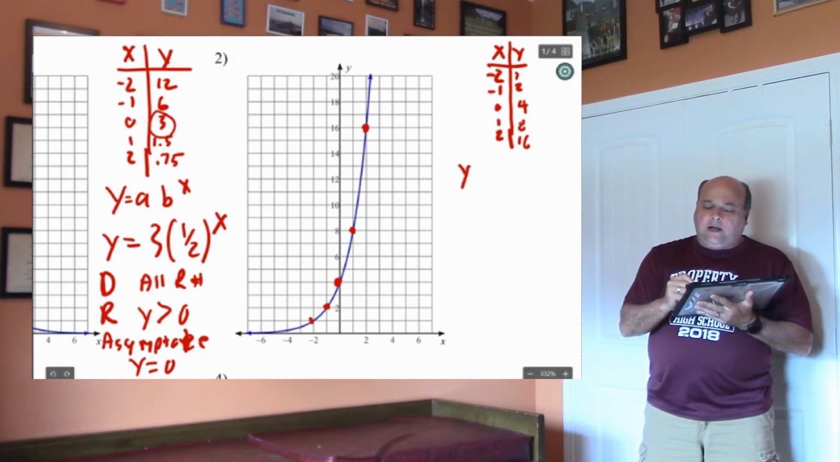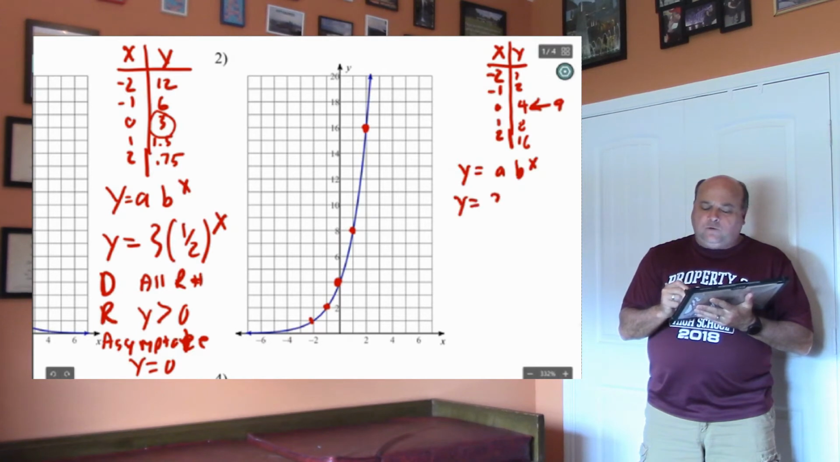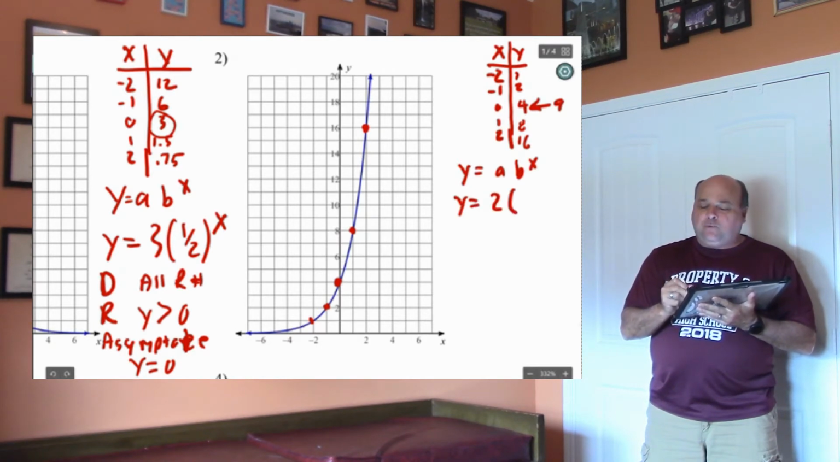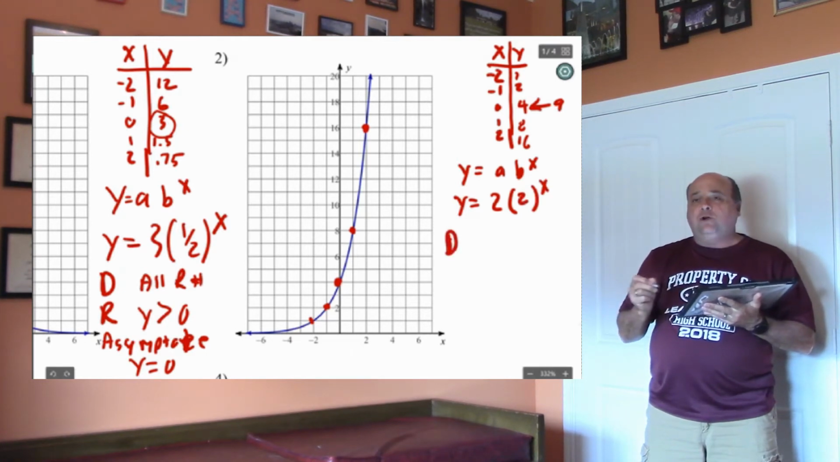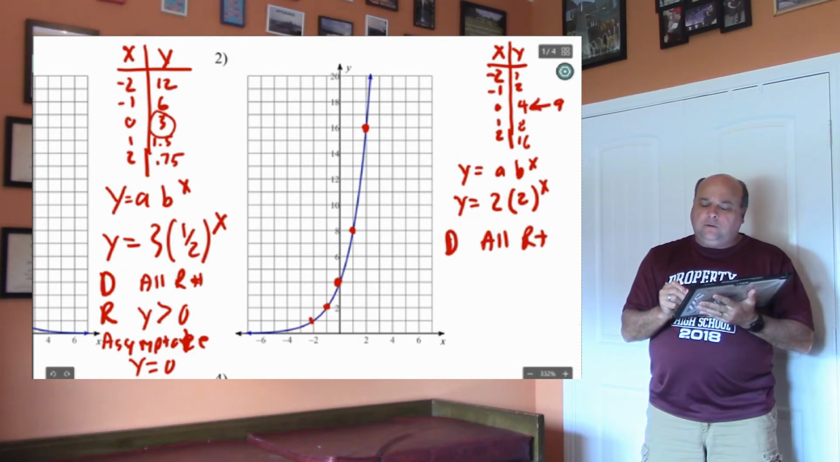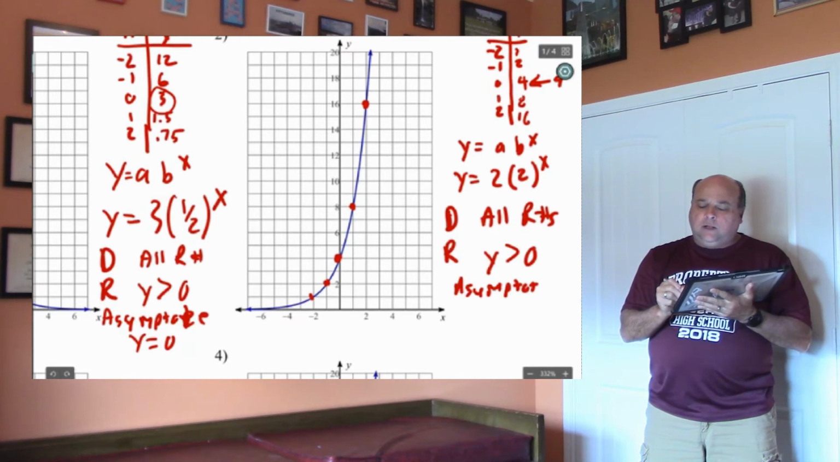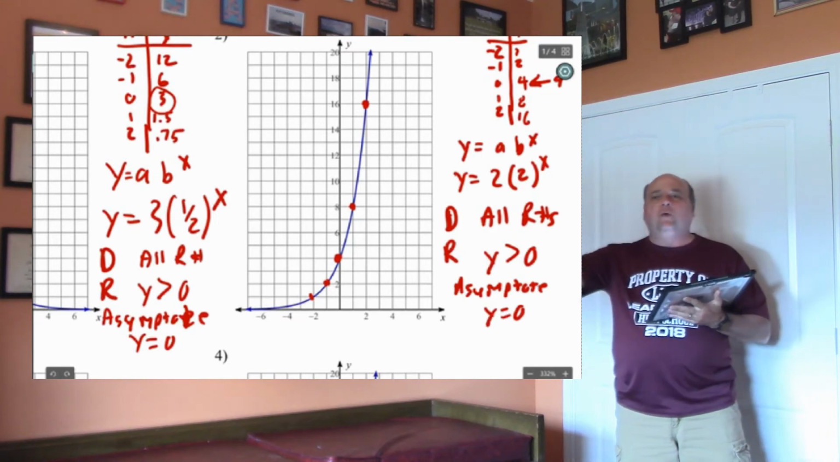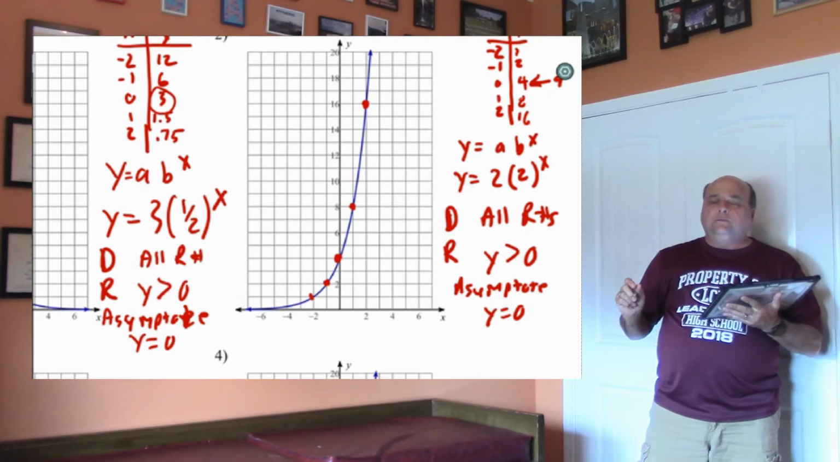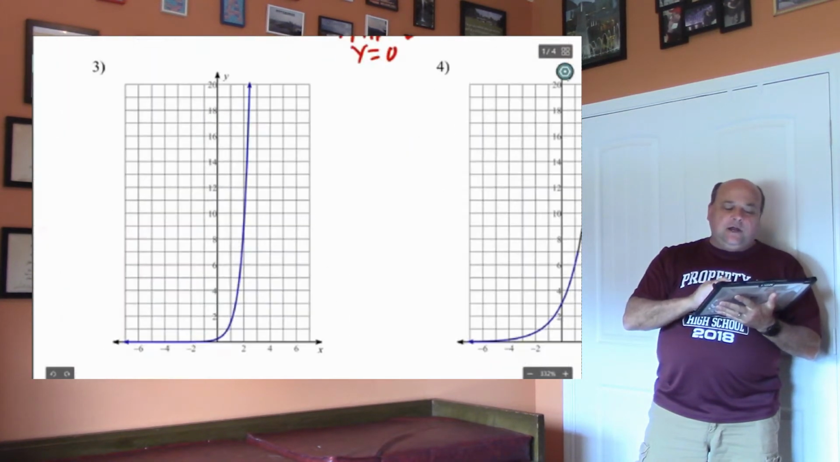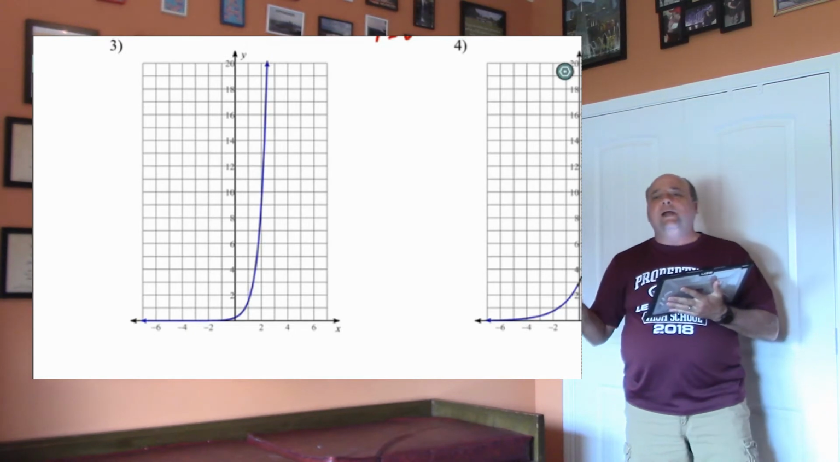Okay, so right here I'm going to write down y equals ab to the x. This is my a. Y equals 2 times, and my common product, if I go down, I'm multiplying by 2, 2 to the x, capital D for domain, all real numbers, capital R for range, y is greater than 0, it will never equal 0, and the asymptote is going to be y equals 0. The graph will never ever get to 0, will it? Okay, piece of cake.